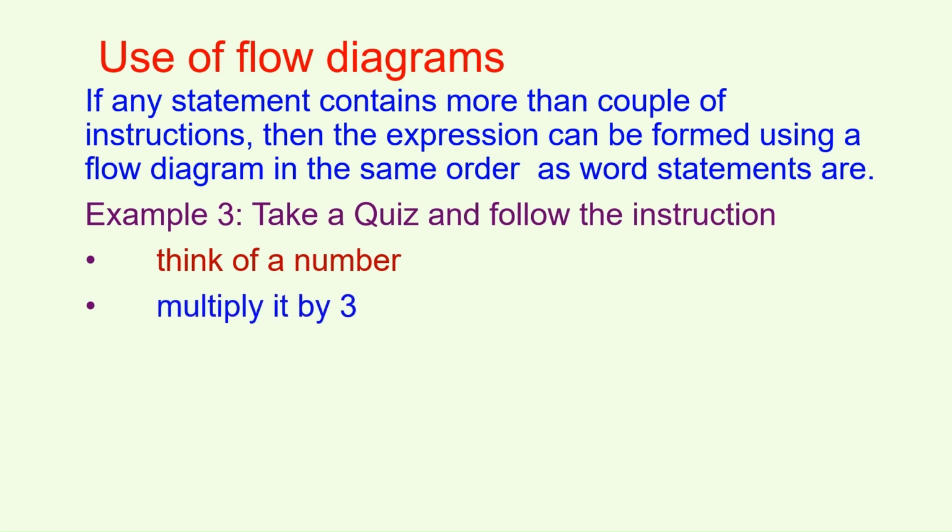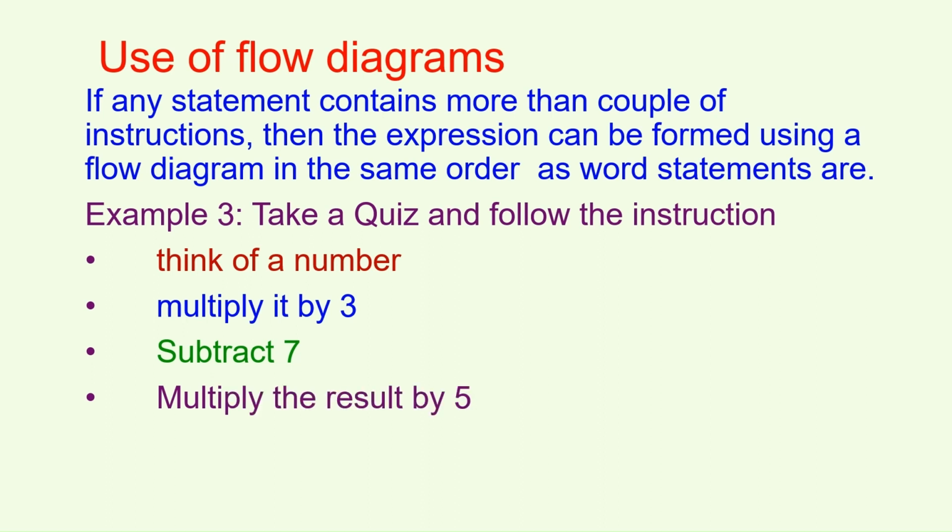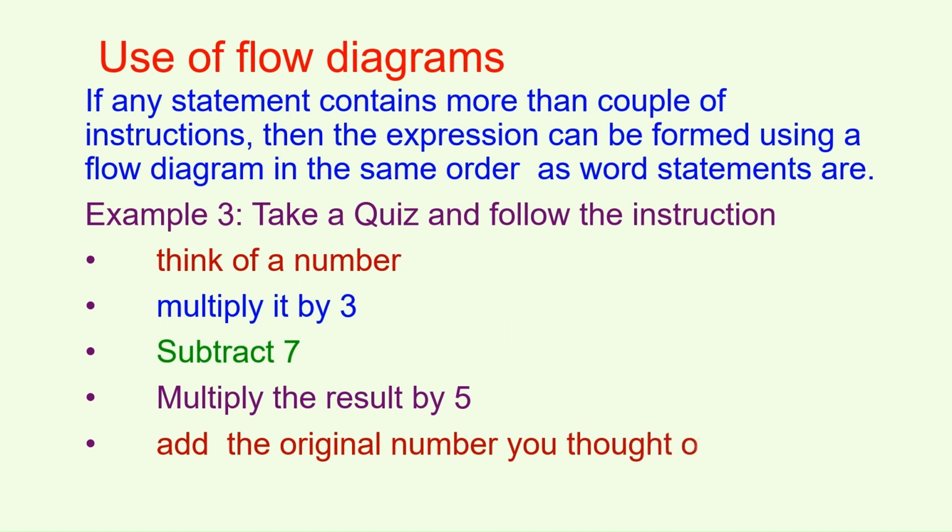Number 1. Think of a number. Number 2. Multiply it by 3. Number 3. Subtract 7. Number 4. Now multiply the result by 5. And last, add the original number you thought of.